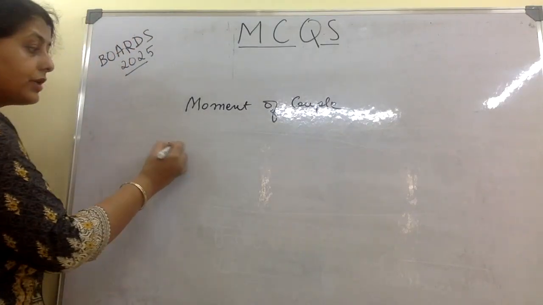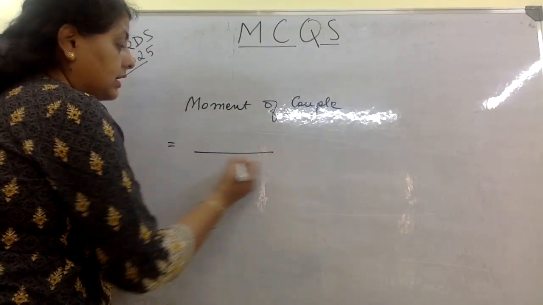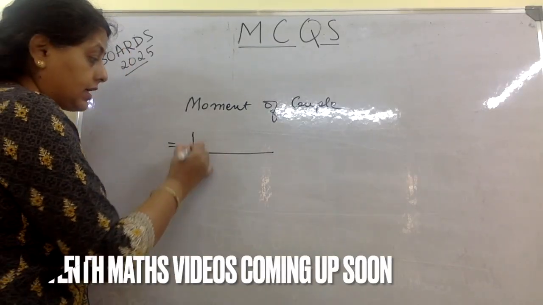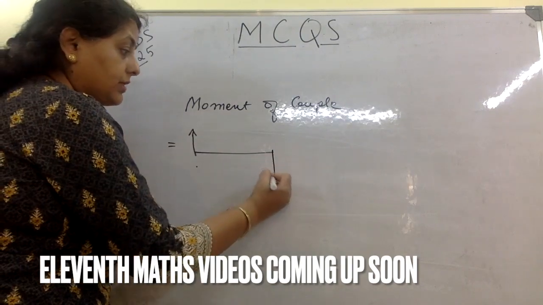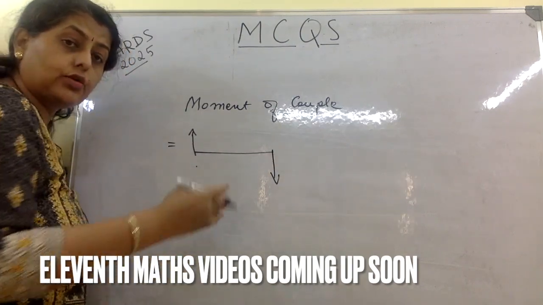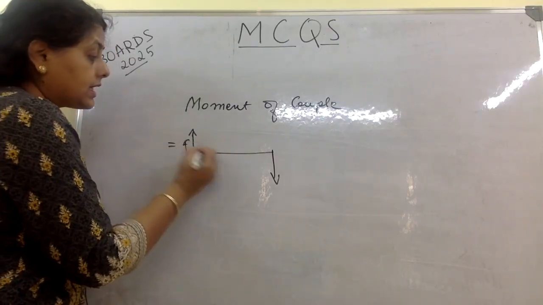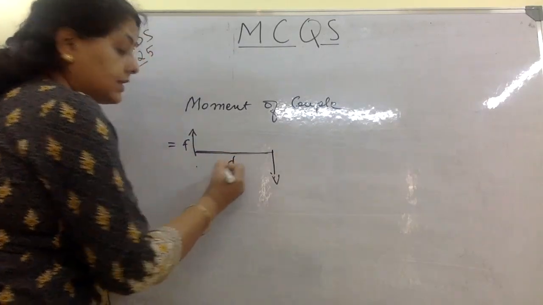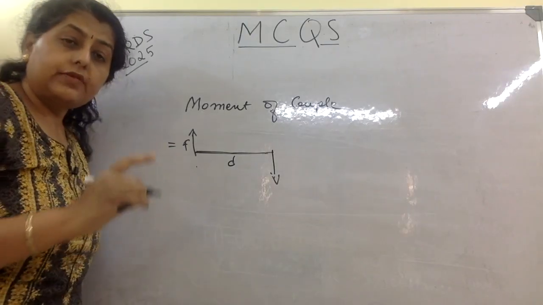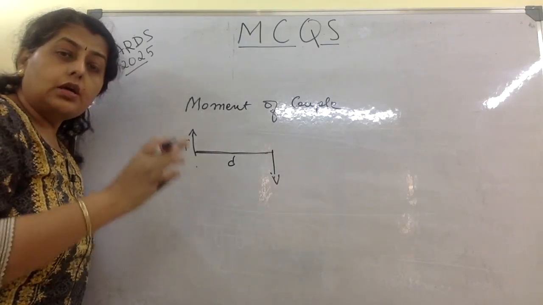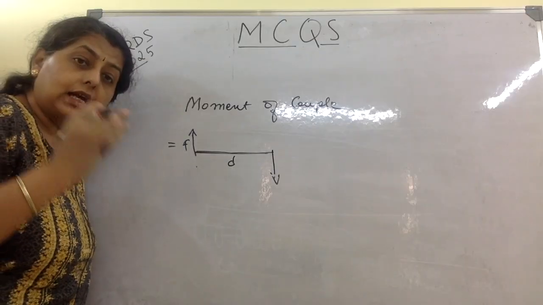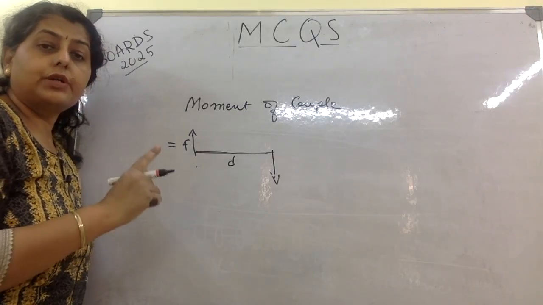Now, moment of a couple: if this is the distance between the two forces, and these are the two equal and opposite forces, then the moment of a couple is this F into this full distance D. Even after I put up my videos on moments, I can see people have a lot of doubt here.